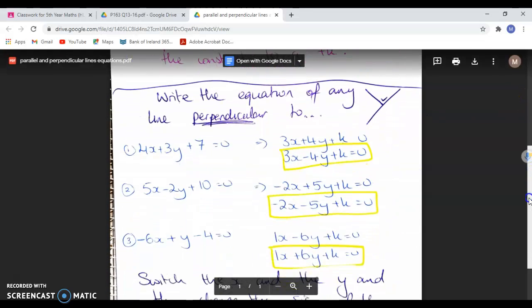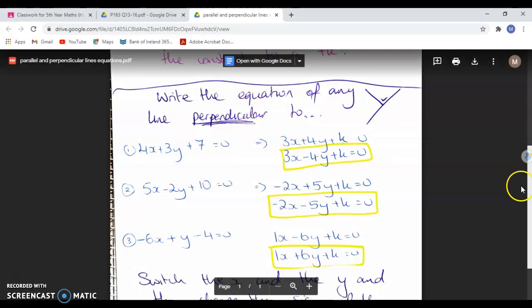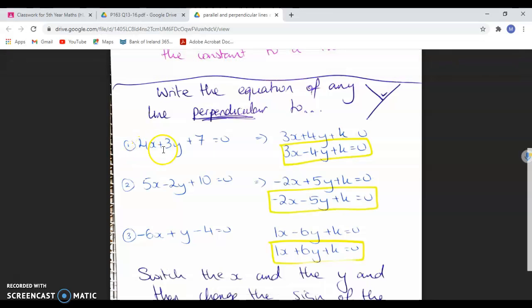Let's now look at the perpendicular ones. Write the equation of any line perpendicular to. Remember, if it's perpendicular, it has the opposite slope. Alright, it has the opposite slope. You flip it and change the sign, or they multiply to give me a minus 1. Okay, so let's have a look at the first one here. I have 4x plus 3y plus 7 is equal to 0. So write the equation of a line perpendicular to that.